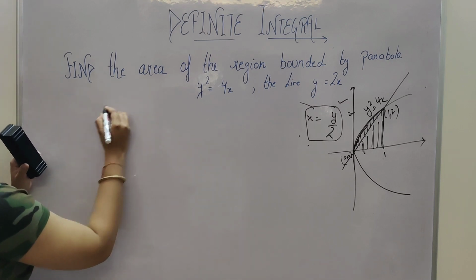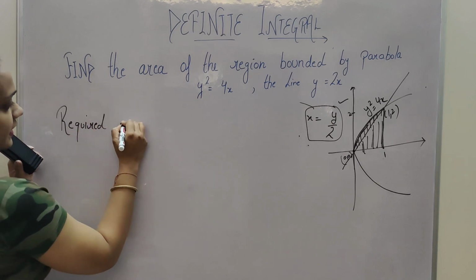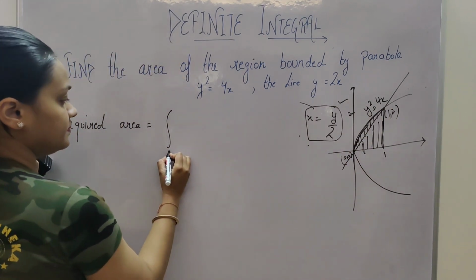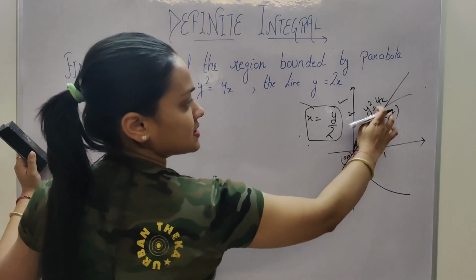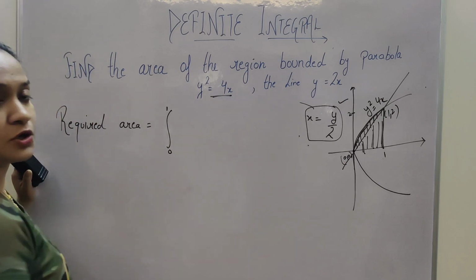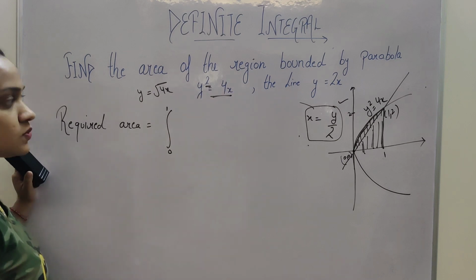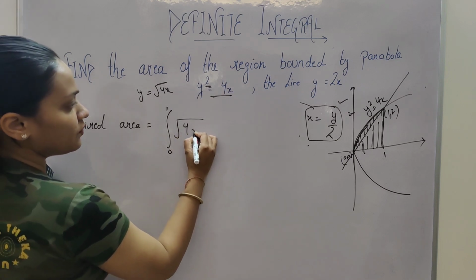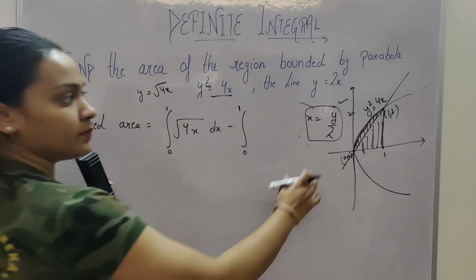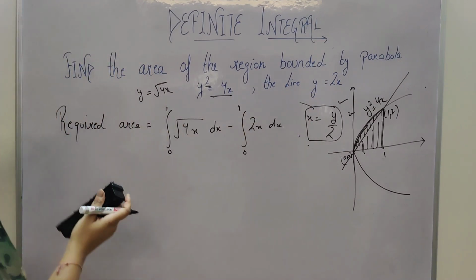So students, what we are going to do, required area is equals to between 0 to 1. This is the parabola and equation is written as y is equals to root 4 of x because of the square. So it is written as root 4 of x of d of x minus 0 से 1 required area below this line, which comes 2 of x of d of x.